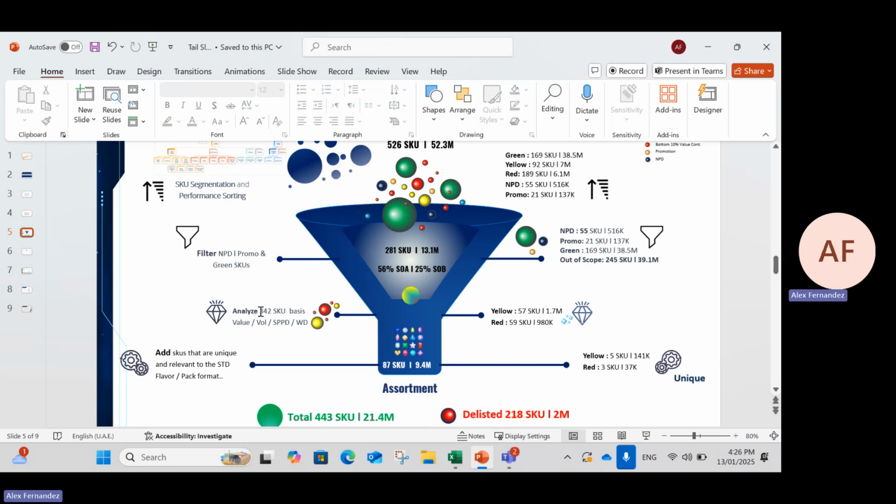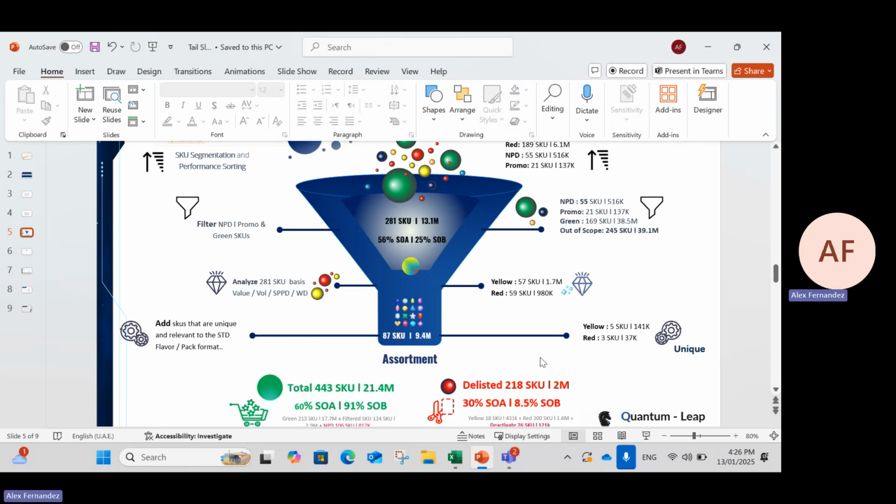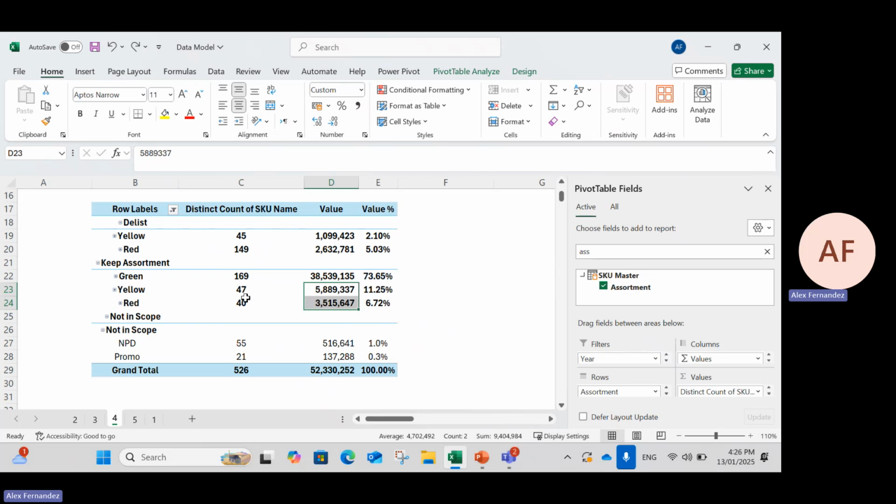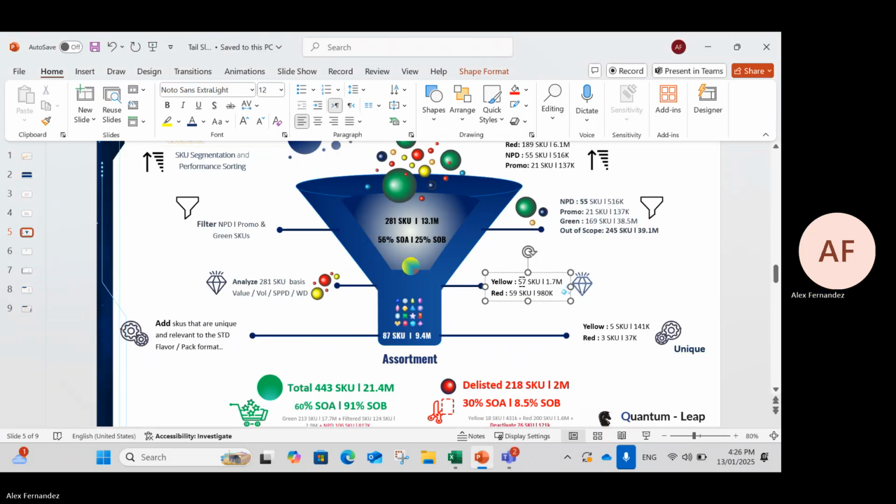And here we say we are analyzing 281 SKU. And here we put the number of yellow and red, which is 47 and 40. Here we keep it like this, always we delete this one.